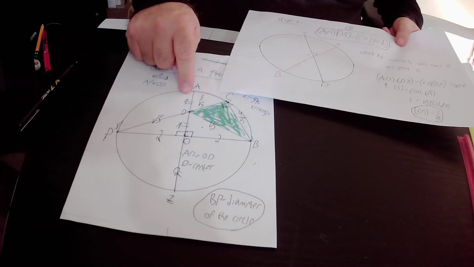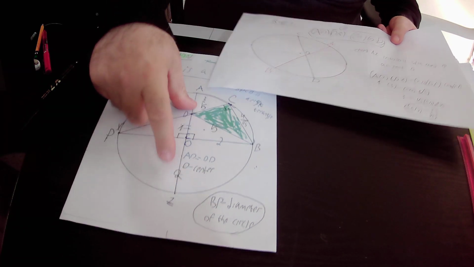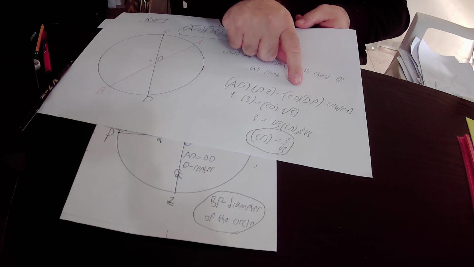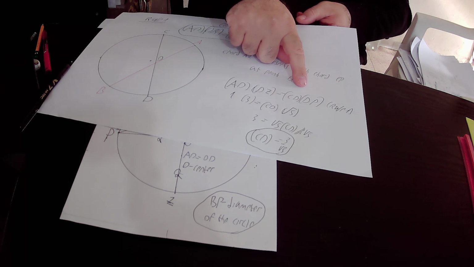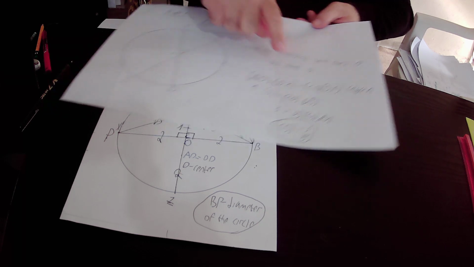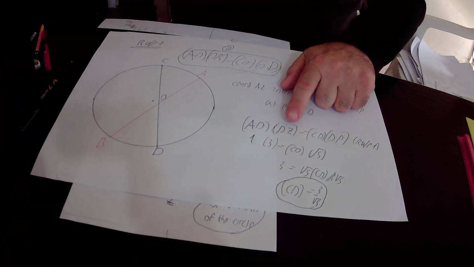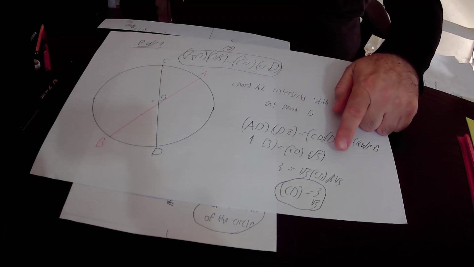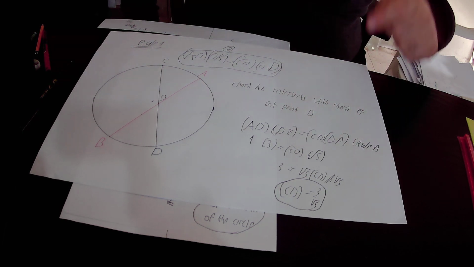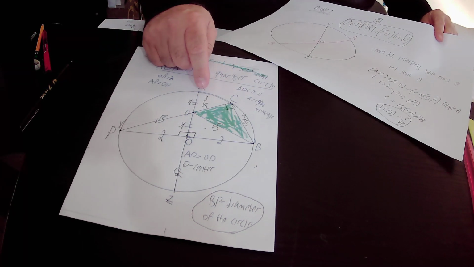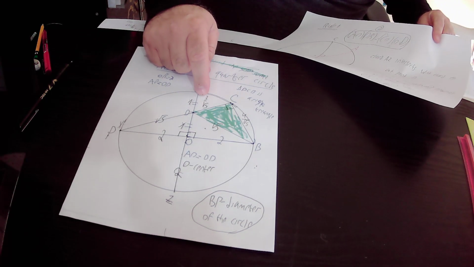AD equals 1, DZ equals 1 plus 2, that is 3, times CD, the missing line segment, equals CD times DP. DP is square root of 5 units. So in conclusion, 3 equals square root of 5 times CD. We divided this equation by square root of 5 and found that CD, the missing line segment, equals 3 over square root of 5 units.